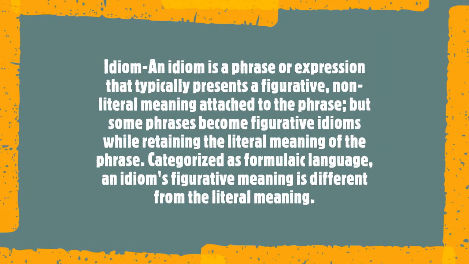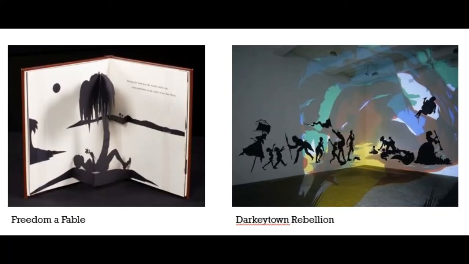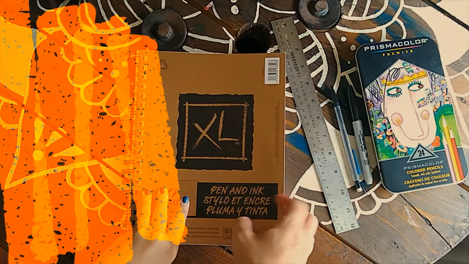What is an idiom? An idiom is a phrase or expression that typically presents a figurative, non-literal meaning attached to the phrase. But some phrases become figurative idioms while retaining the literal meaning of the phrase. Categorized as formulaic language, an idiom's figurative meaning is different from the literal meaning. You guys may have heard of this expression, "It's raining cats and dogs." That's an idiom.